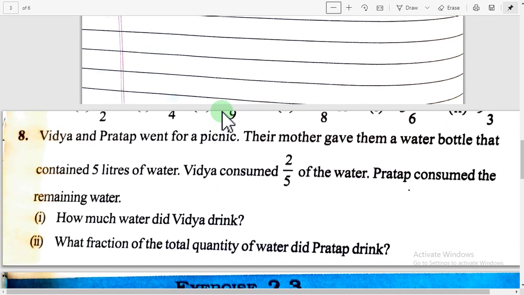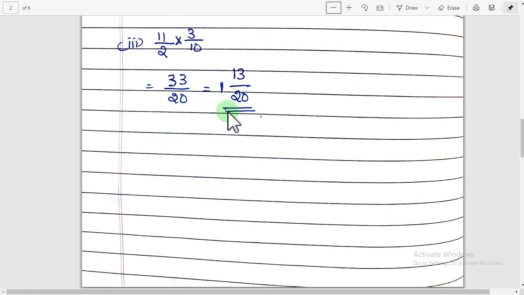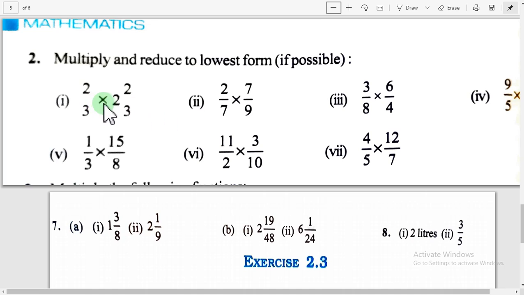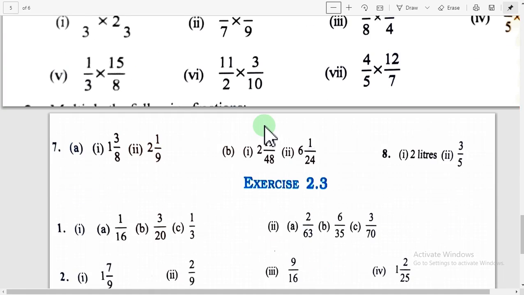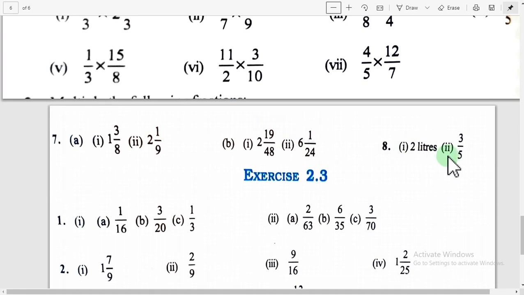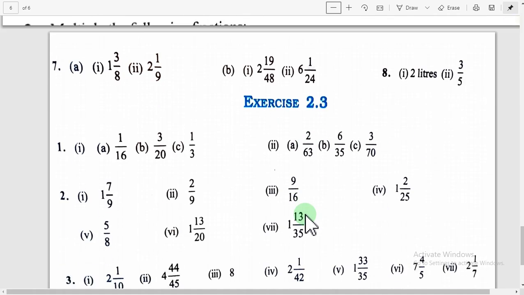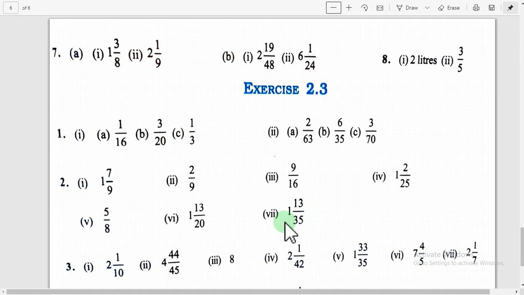Second, for this type of sum, first convert into a mixed fraction, and if simplification or cancellation is possible, do it. Then if it is an improper fraction, convert it into a mixed fraction. The answer page is here. This is the answer of the last sum, 8th sum, exercise 2.2. For 2.3, the first and second sums, the answer is here. Easy sums. Any doubt you can ask.